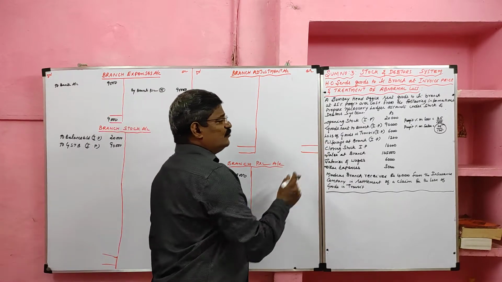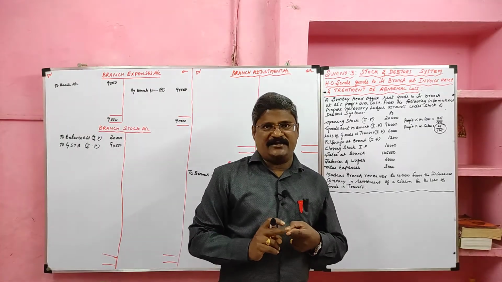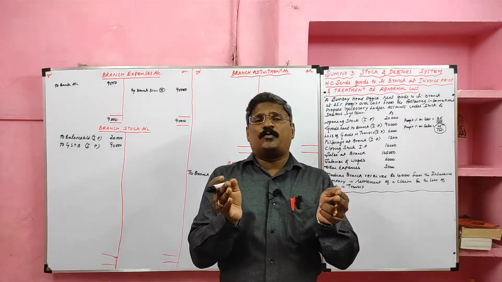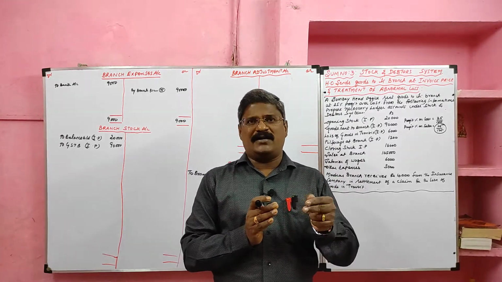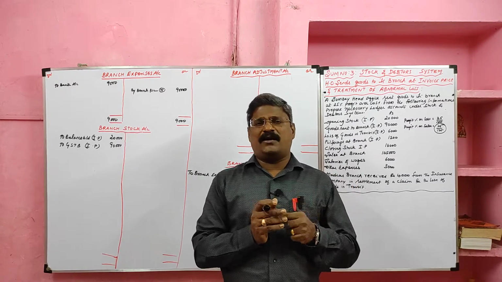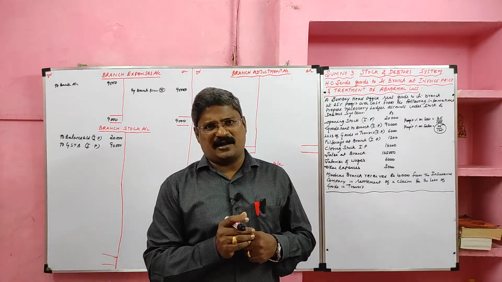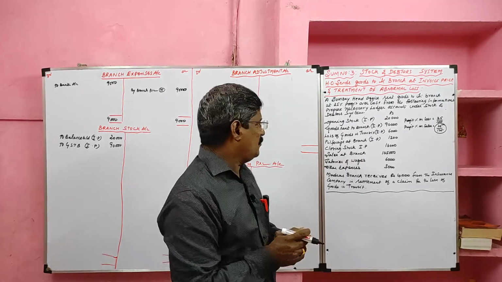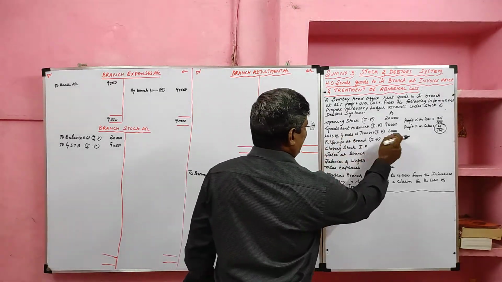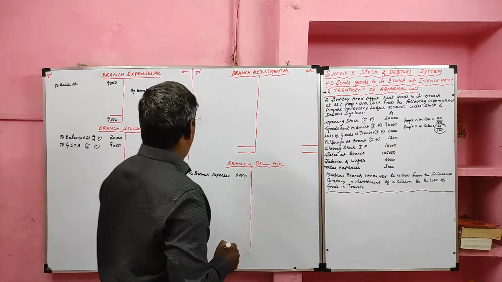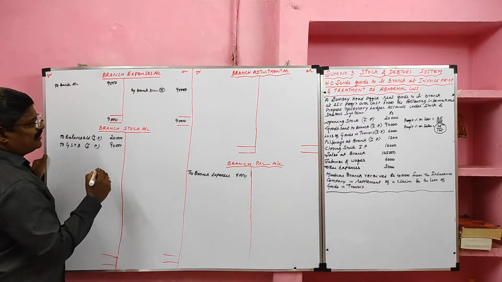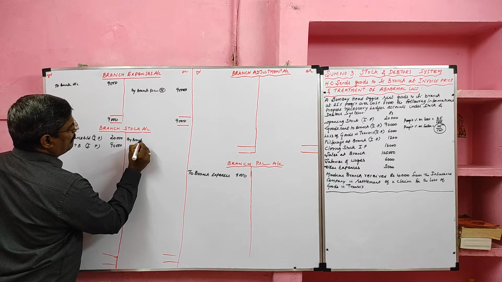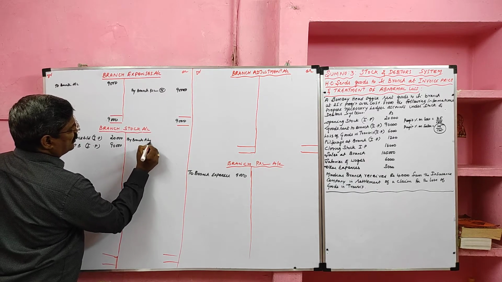Then loss of goods in transit. I said any shortage, any loss, any pilferage should be divided into two parts in branch stock account. One part is loading, that is a stock reserve part. It should be transferred to the branch adjustment account. The cost of shortage should be transferred to the branch profit and loss account. Here the loss of goods in transit is 6,000. For that we have to take stock reserve, that should be transferred to the branch adjustment account.